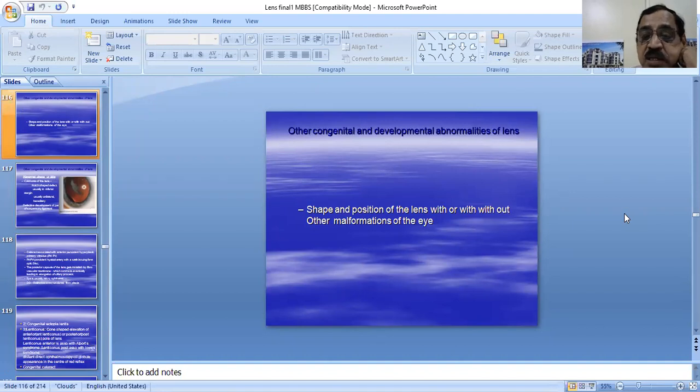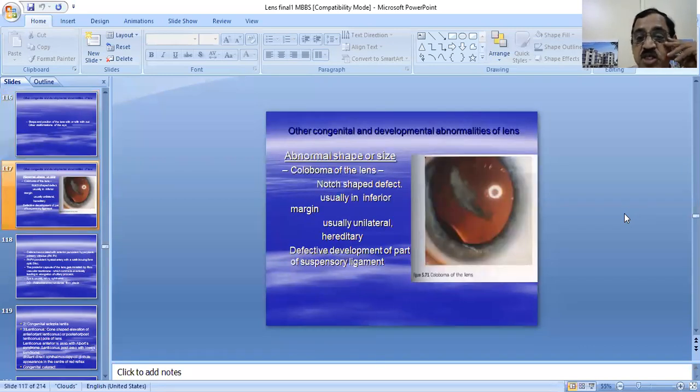Congenital and developmental anomalies of the lens is another thing which normally we may not ask you in the examination, but I'm telling you for completeness. With or without other anomalies, there can be malformations of the lens. Abnormal shape or size, coloboma of the lens is one thing. It is a notch-shaped defect, usually in the inferior margin.